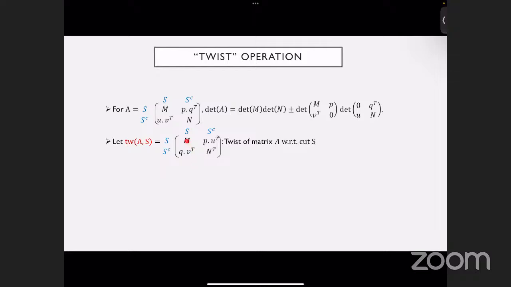So here M remains the same. We take the transpose of matrix N and we exchange Q and U with each other. Now, since this matrix, the twist with respect to cut S, has a similar structure as A, its determinant can be written like this.